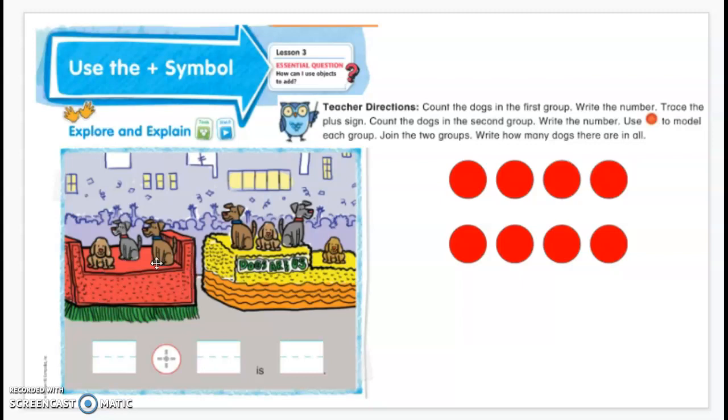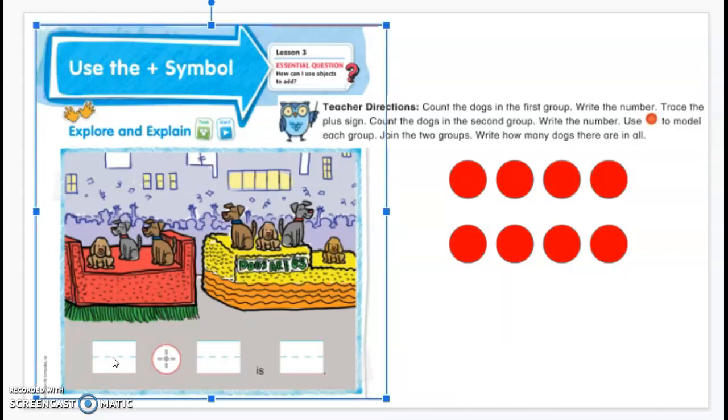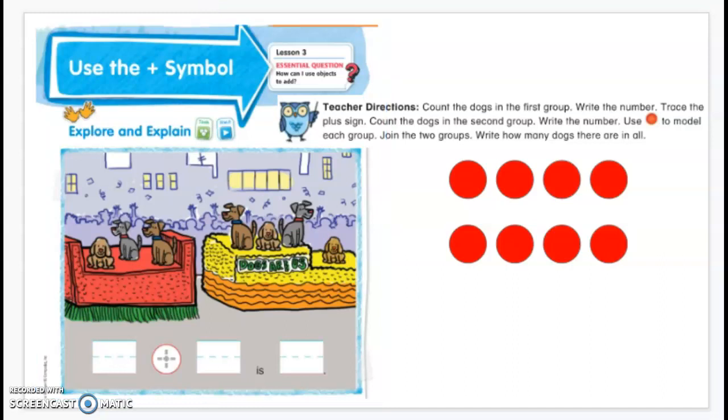1, 2, 3. Now it says count the dogs in the second group, which are the dogs on the yellow float. 1, 2, 3, 4. So we're going to write the number of what we just counted for each group. So there are 3 dogs in the first float. In the yellow, the second group, there are 4 dogs.